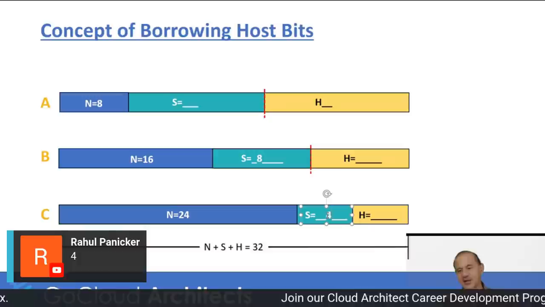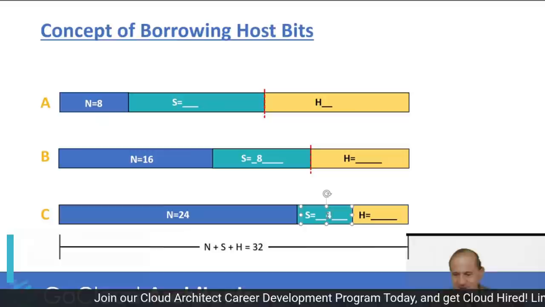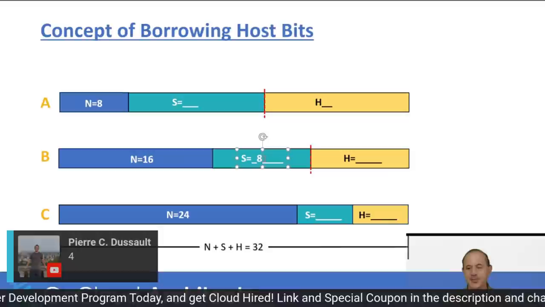So 24 plus 4 is 28. 32 minus 28 is 4. Woohoo! You guys are subnetting already, and you don't even realize it yet. So let's have a little more fun with this. We'll go through one or two more examples. I'm a big believer: you build deep, deep, deep fundamentals, and everything else is easy.